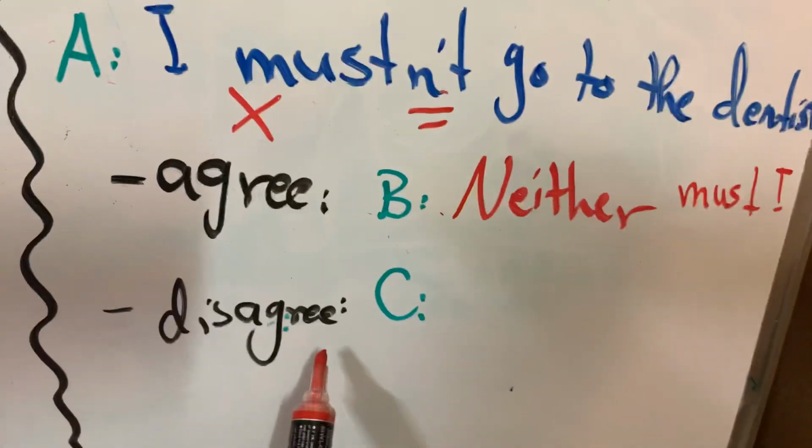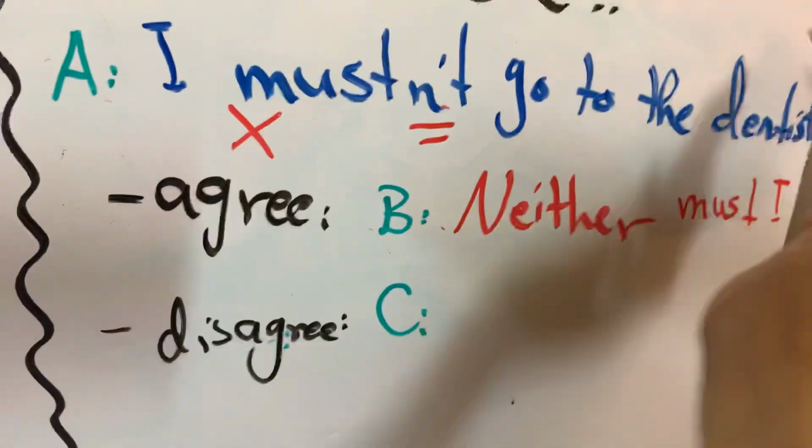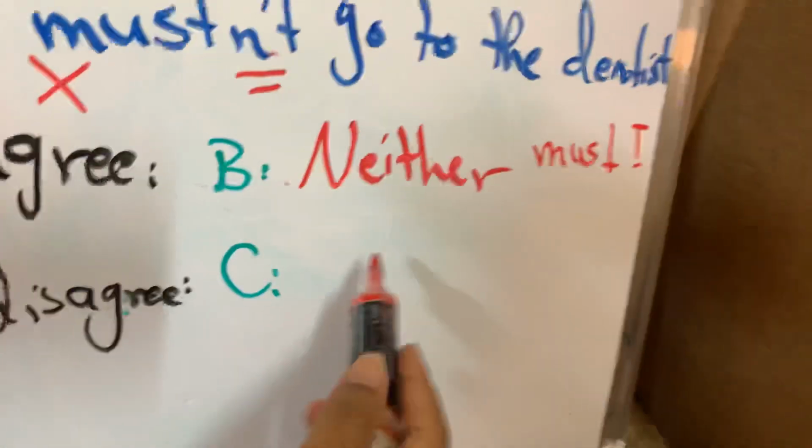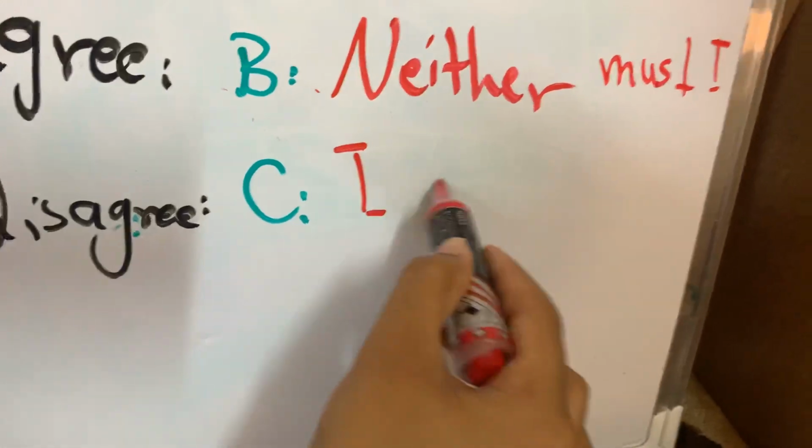Okay, person C disagrees. He wants to go to the dentist. What does he say? I must. That's enough. Here, I must.